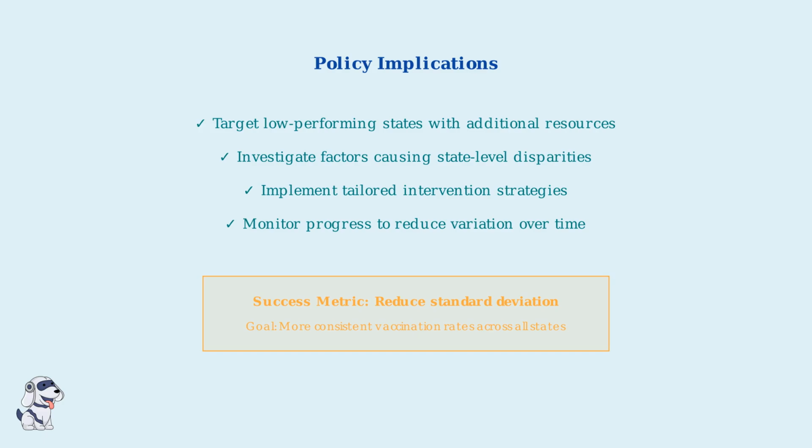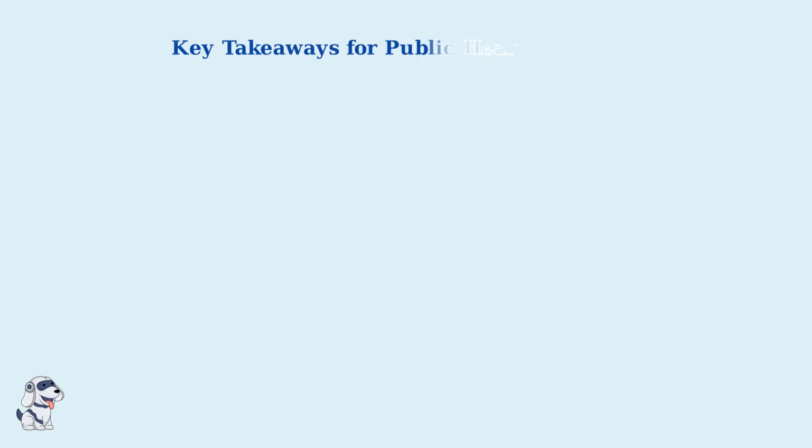By understanding both the average performance and the variation around that average, policymakers can make informed decisions about resource allocation and intervention strategies. We've covered essential statistical measures for public health. Now, let's consolidate the key takeaways that will guide your practice as public health professionals.